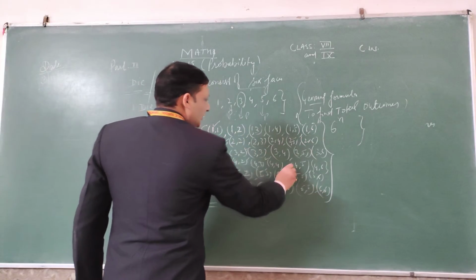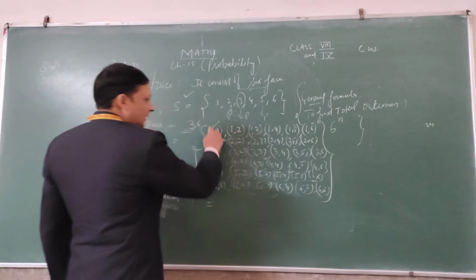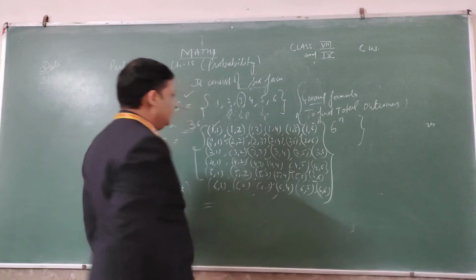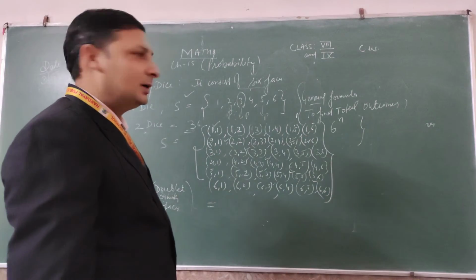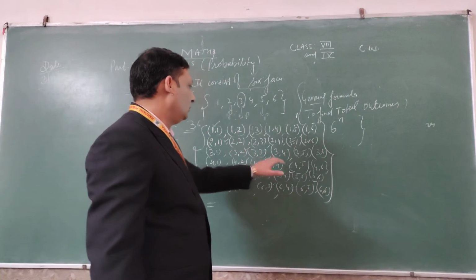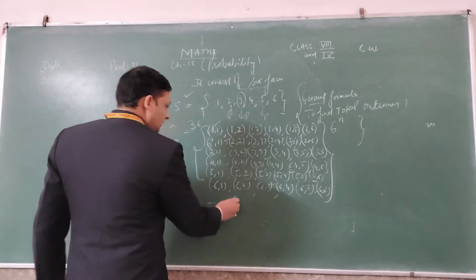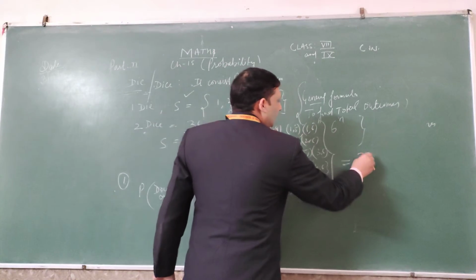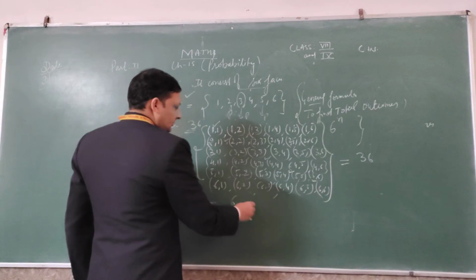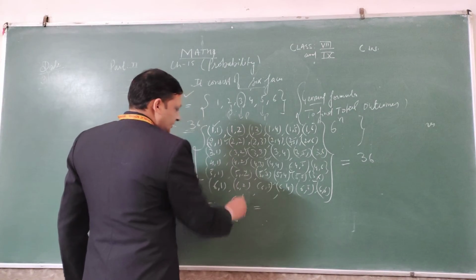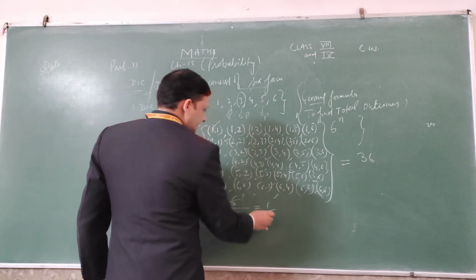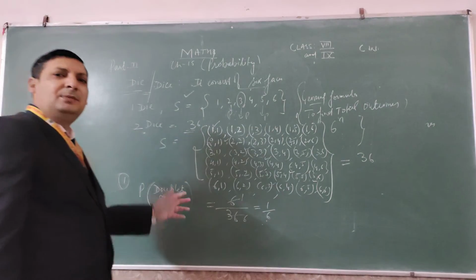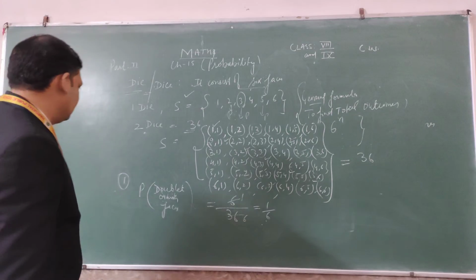When we put those two dice together, how many favorable outcomes are coming? 1, 2, 3, 4, 5, 6. 6 are the favorable outcomes and the total will be the same, that is 36 for two dice. So 6 by 36, which is 1 by 6. Like this we can make any questions.